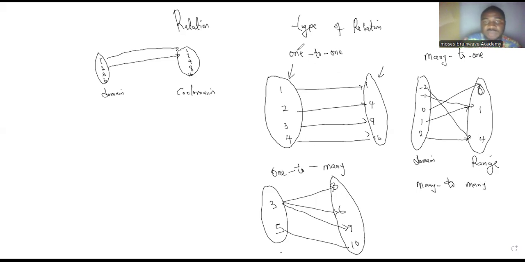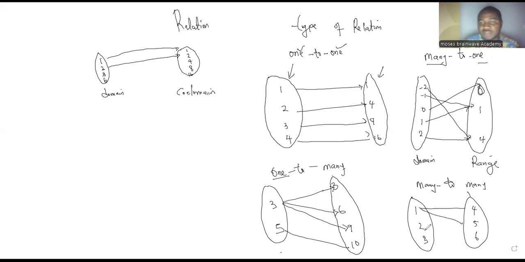Firstly, we started with one-to-one. We then went to many-to-one. Now we have one-to-many. And lastly, we have many-to-many. A classic example is where you have so many elements, like let's say 1, 2, 3, mapped to 4, 5, 6. 1 maps to 5, and similarly this goes to this, and this goes to this. Then you can say that this is a classic example of many-to-many.